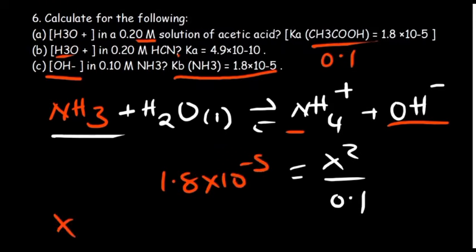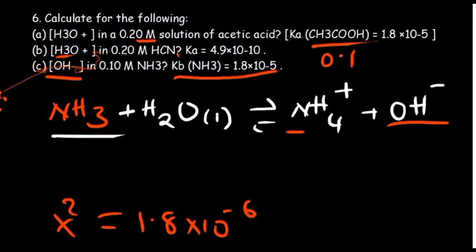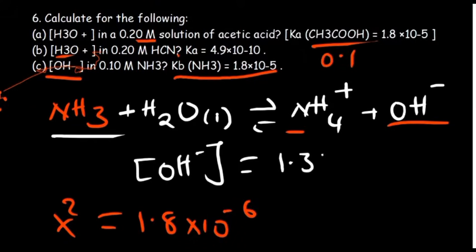So finding our value of x squared, 0.1 is being multiplied with 1.8 by 10 to the power negative 5. So what I'm getting after multiplying is 1.8 by 10 to the power negative 6. So finding the root of that, what would be our value of x in this case? So the value of x that we're going to find is basically going to be the concentration of the hydroxide ion. So the square root of 1.8 by 10 to the power negative 6 is basically 1.34 by 10 to the power negative 3 molar concentration. So we've answered part C.